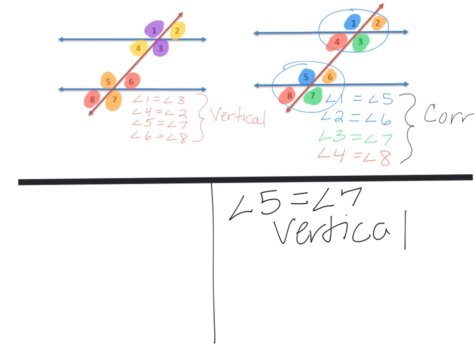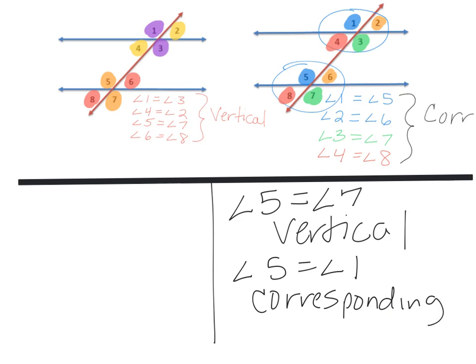And what else do we know about either one of those angles? Okay, so I know that angle 5 and angle 1 are corresponding. So I'm going to write that down. So angle 5 equals angle 1 because they're corresponding. So I can deduce from this that if angle 5 equals angle 7, but angle 5 also equals angle 1, if these are all equal, then angle 7 has to be the same as angle 1.